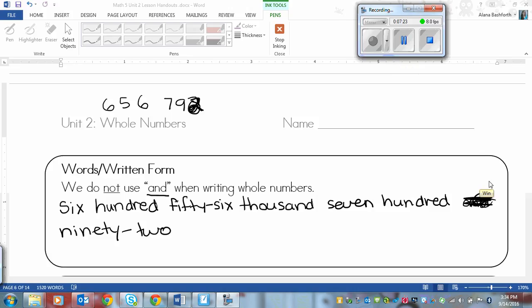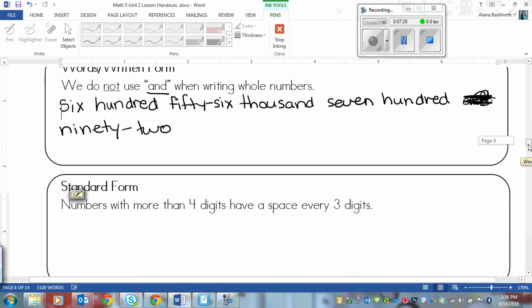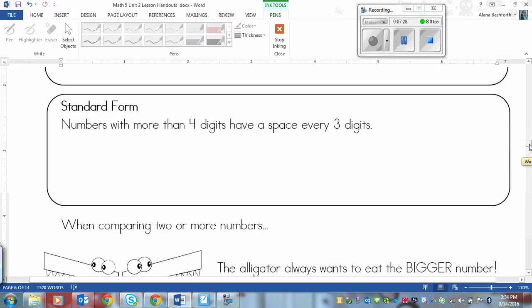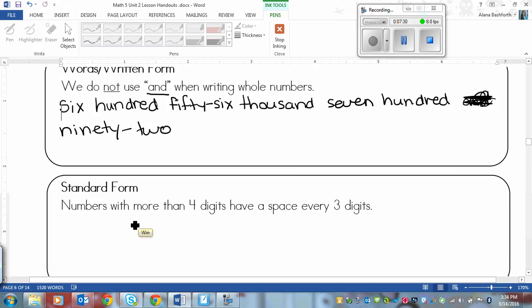Okay, so moving on, standard form. And standard form is the easiest one. So numbers with more than four digits have a space every three digits, starting with grouping the digits on the right first. So I'll show you what I mean. So 656,792. See how they're grouped like this, so that it's easier to read.